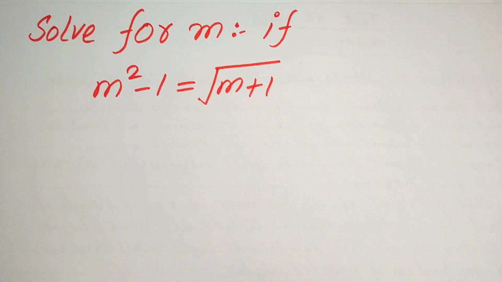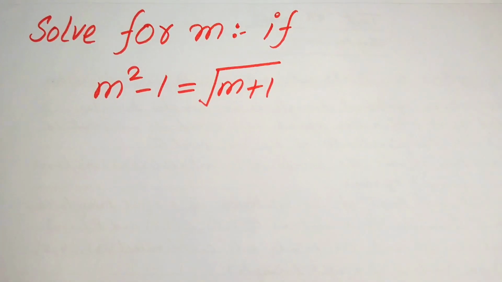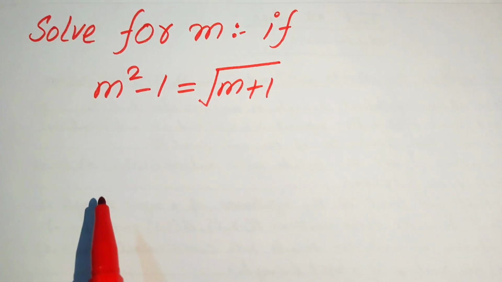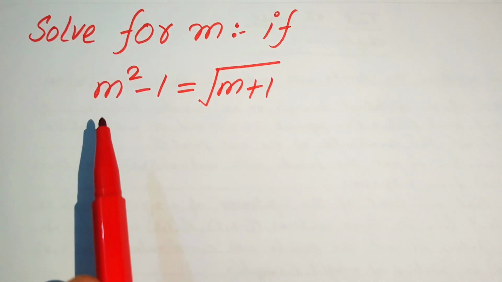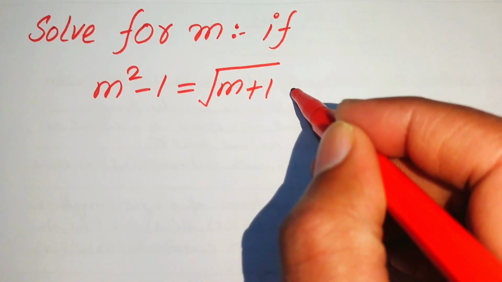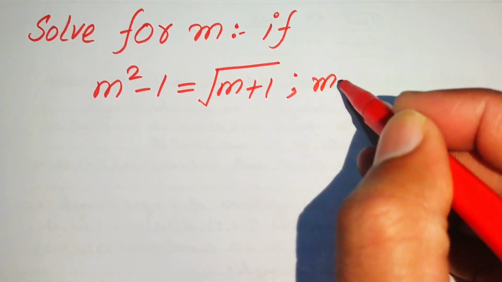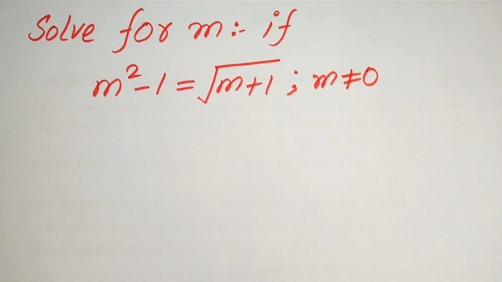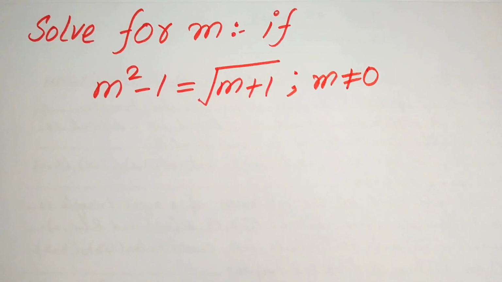Hello everyone, welcome to solve this nice algebra problem. Here we have m squared minus 1 equals the square root of m plus 1, and we solve this problem for the values of m. Remember one thing: our m is non-zero, or m is not equal to 0. This is the required condition in this problem. So now we need to find the value of m.